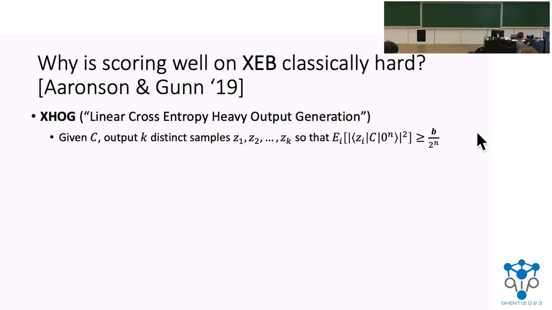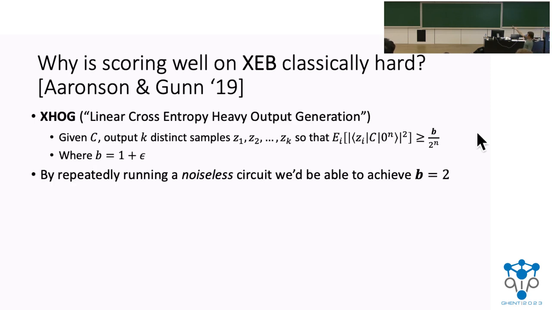They introduce a problem that they call XHOG, short for linear cross-entropy heavy output generation, sort of an intermediate problem between the HOG problem and cross-entropy. And what it is is the following. We're given as input a random circuit C. We want to output k distinct samples from the output distribution, Z1, Z2 through Zk, so that the average of the probabilities of each of those outcomes is greater than or equal to some number b over 2 to the n, where we think of b as 1 plus epsilon. Something larger than 1.